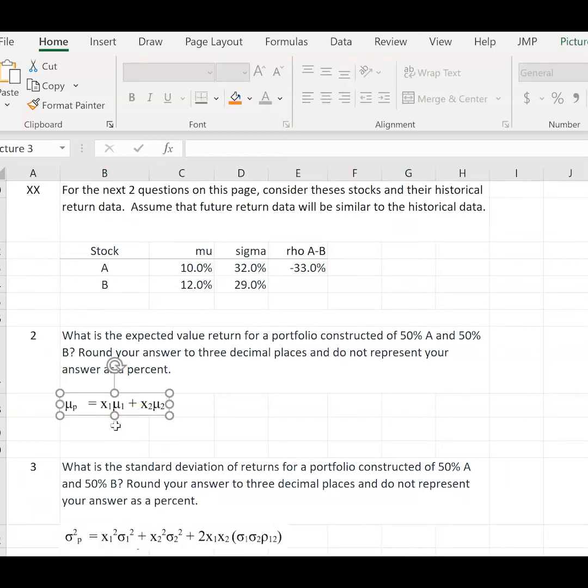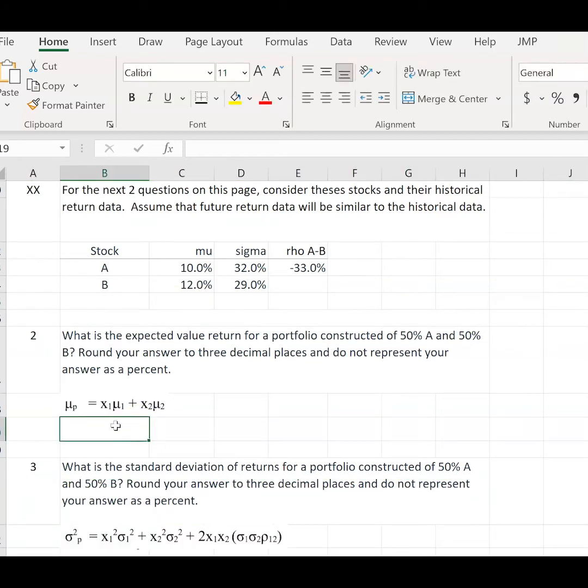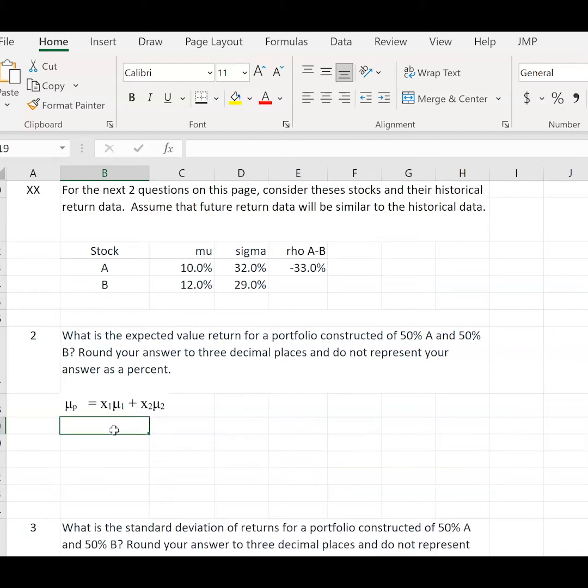So we look at question 2, it's just the average. The average is equal to the weight in one stock times the return of that stock plus the weight of the other stock times the return of that stock. So we can do a similar thing here for question 2 that we did for question 1. We can put down what stock we have, what the return was, and what that weight was.